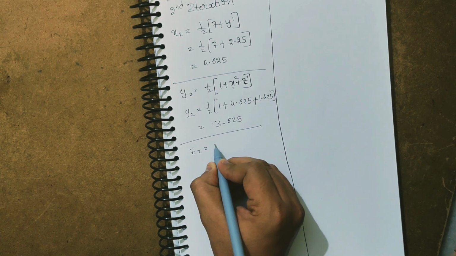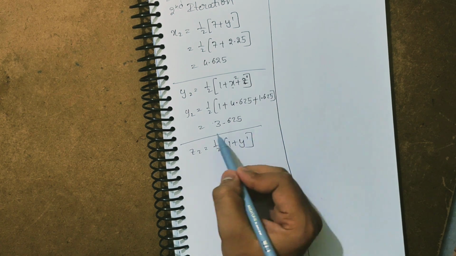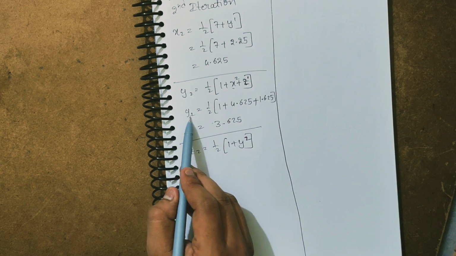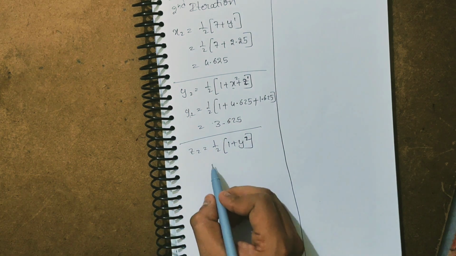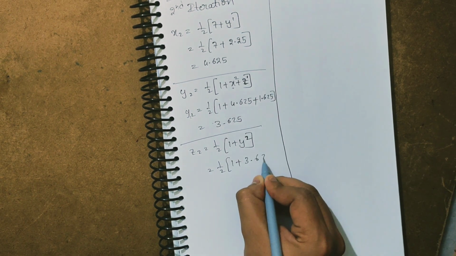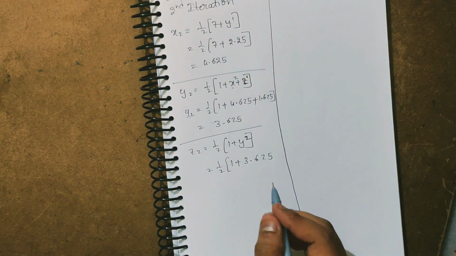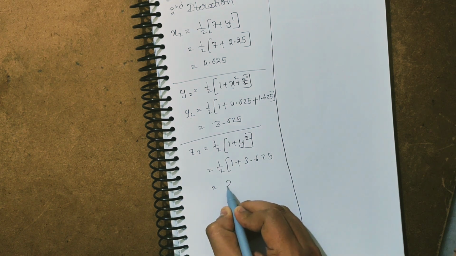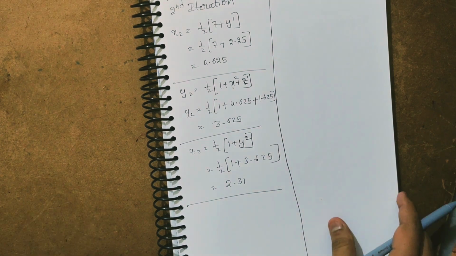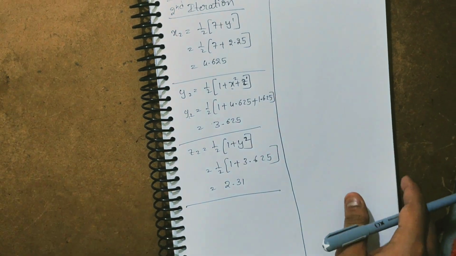Okay, and next we have to find z. z2 will be 1 by 2 of 1 plus y2, because here we have to use y2, since we previously found this y2 value. So what will be the solution? 1 plus 3.625. Okay, then the result will be 2.31. So like this we have to find the second iteration, third iteration, fourth iteration also.